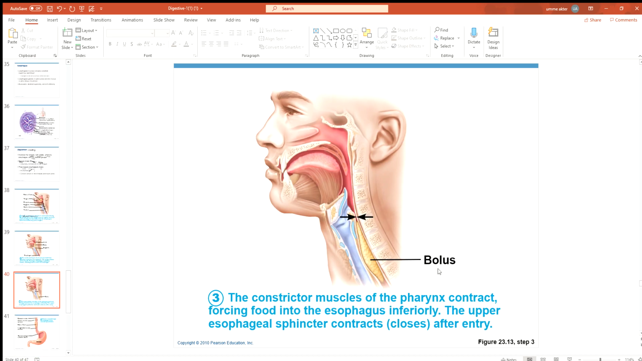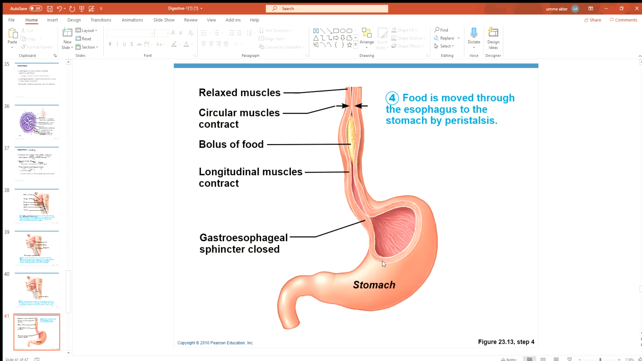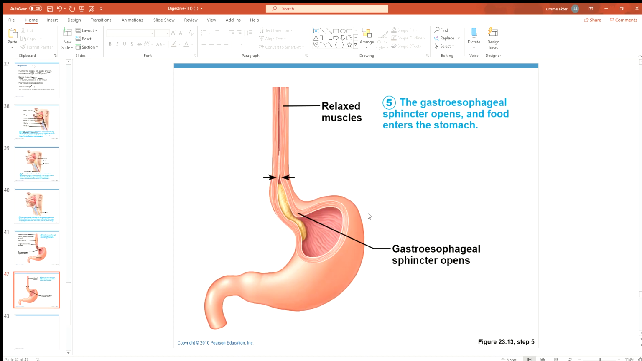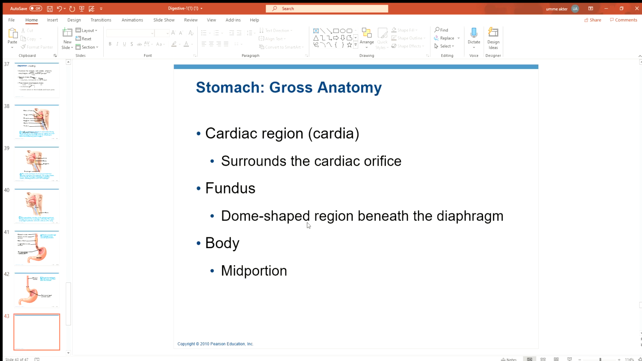And when the food bolus is passing through the esophagus, you see there is another sphincter at the lower end of the esophagus that is called the gastroesophageal sphincter. This is closed, but when the food bolus arrives here, that will get open to let the food get in, and then will get closed again. Okay, so here you see it got open to let the food get in.